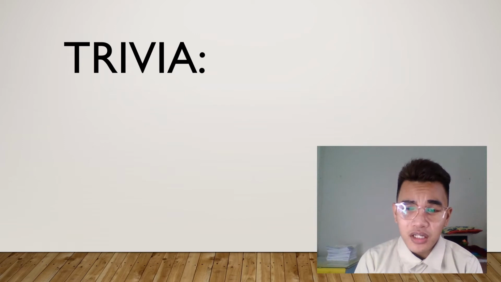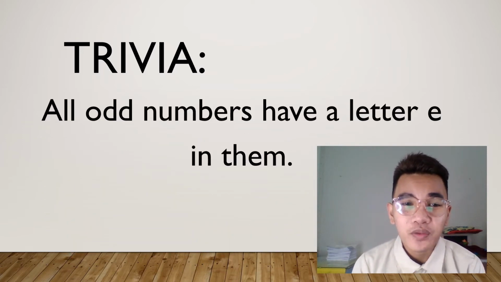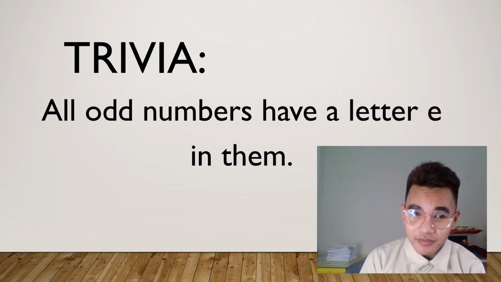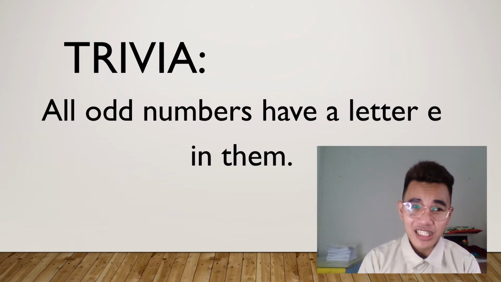Here's one trivia that I'm going to give you today. All odd numbers have a letter E in them. So examples of odd numbers are 1, 3, 5, 7. As you notice, there is a letter E in their spelling.